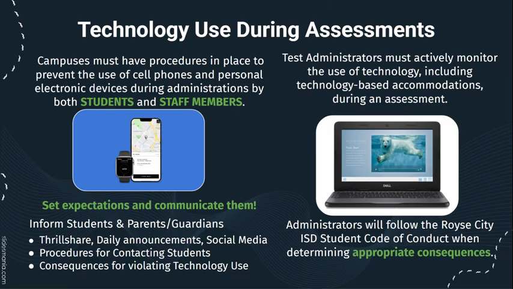Campuses must have procedures to prevent students' and staff members' use of cell phones and personal electronic devices during administration. Test administrators must actively monitor the use of technology, including technology-based accommodations, during an assessment. You should not have your cell phone on or in use inside the testing room. You should not be sending or receiving text messages or phone calls in the testing room. Instead, use the classroom phone or step into the hall.